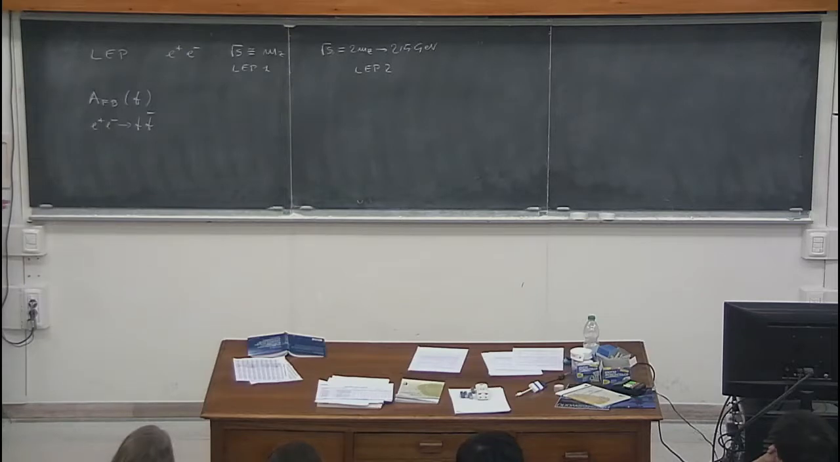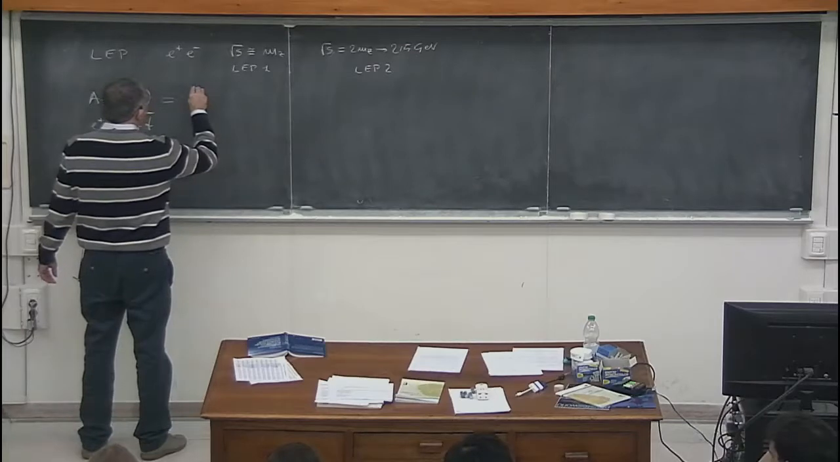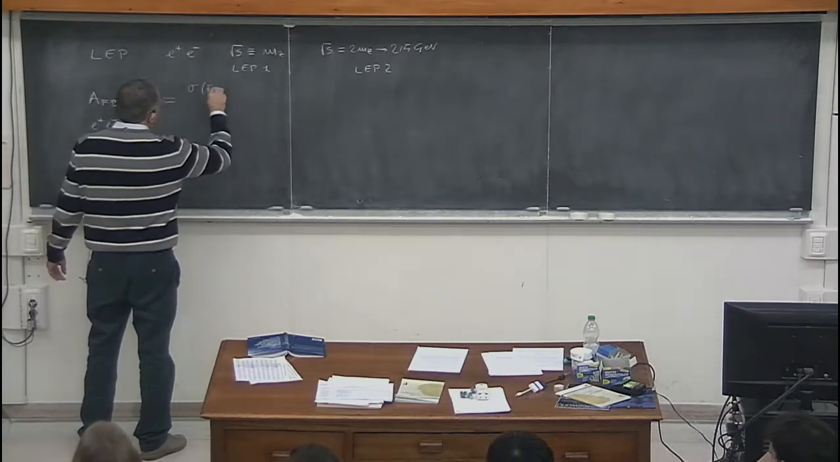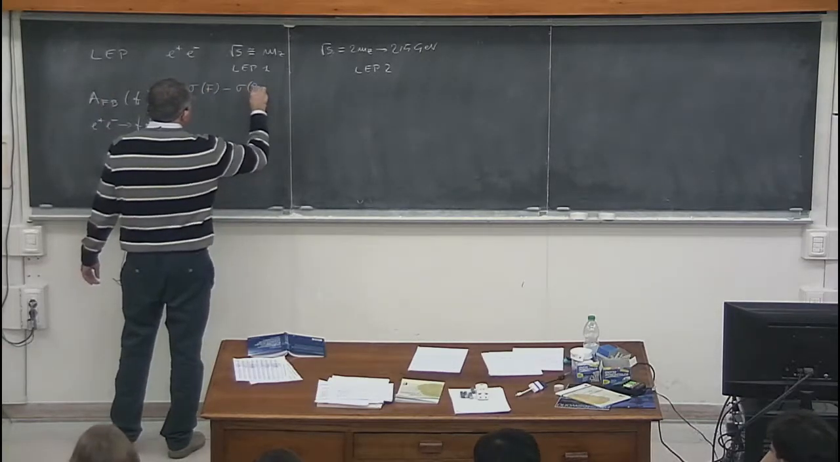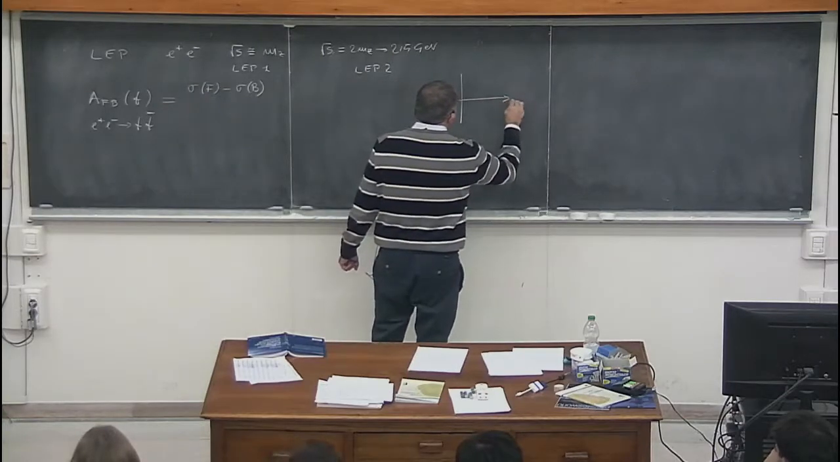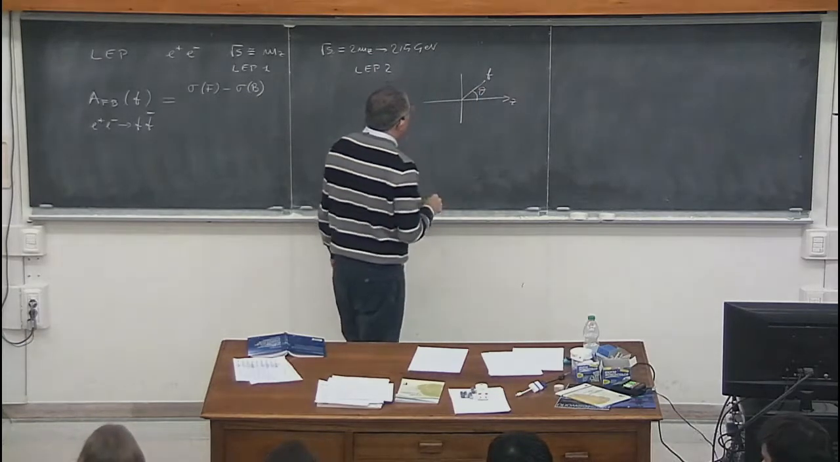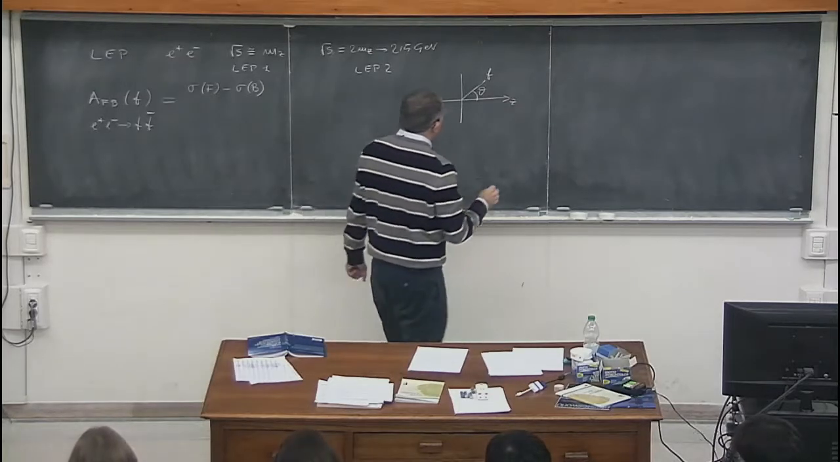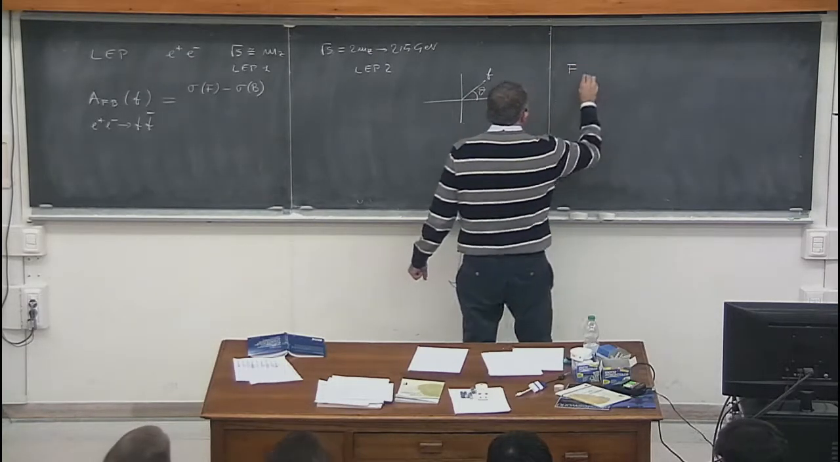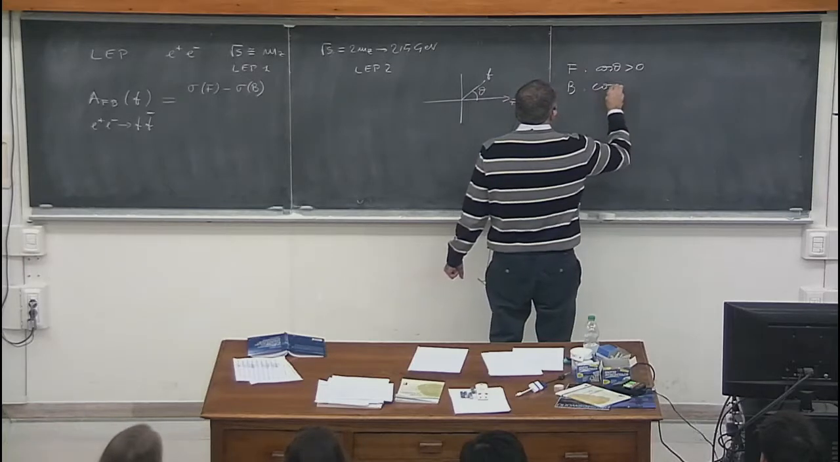forward-backward asymmetry as the cross section for this process in the forward hemisphere minus the cross section in the backward hemisphere, which means that if you take the z-axis to be the beam axis, you can define a scattering angle for the outgoing fermion, and then you define the forward hemisphere as the one for which cosine theta is larger than 0, and the backward hemisphere the one for which cosine theta is less than 0, divided by the total cross section.